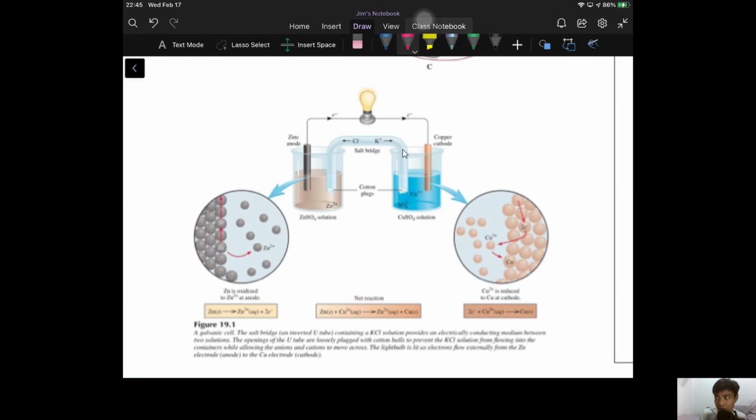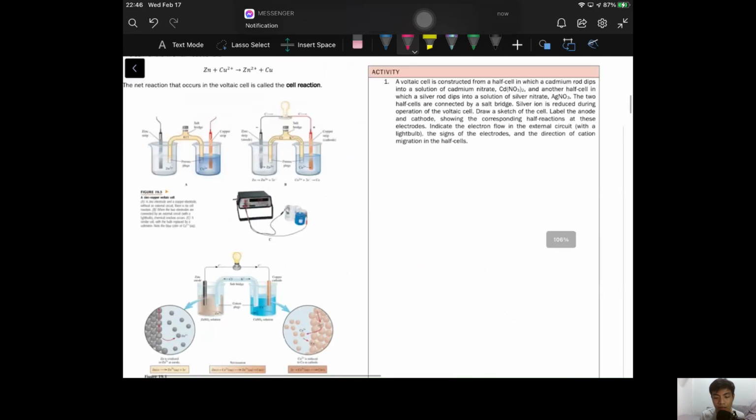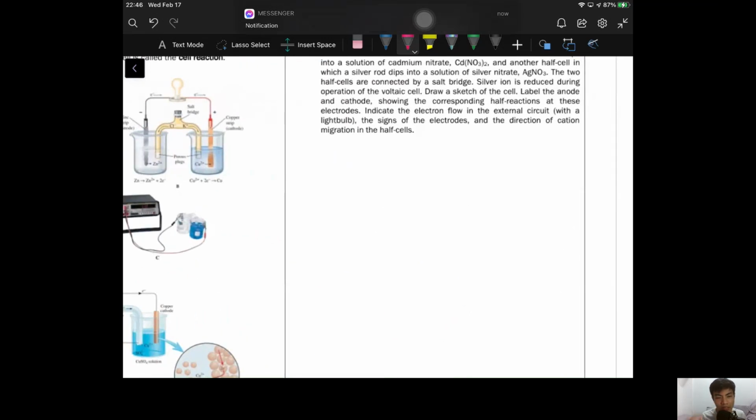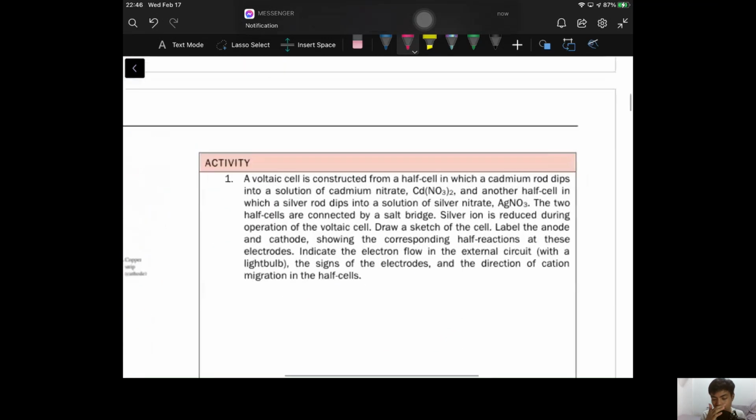Para mag-continue yung redox reaction, kailangan gumawa ka ng circuit, no? Para yung electrons dumaloy. And as a result, may kuryente. Okay? So, ayan. Gagawa tayo ng voltaic cell, no? So, bigyan ko kayo ilang examples here.